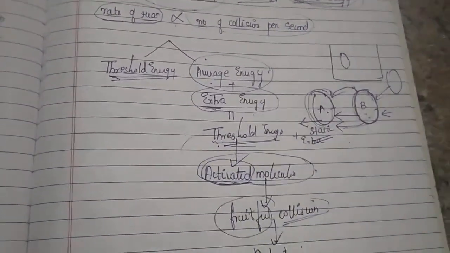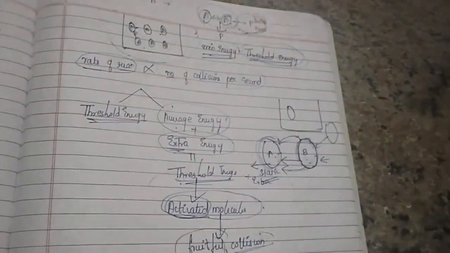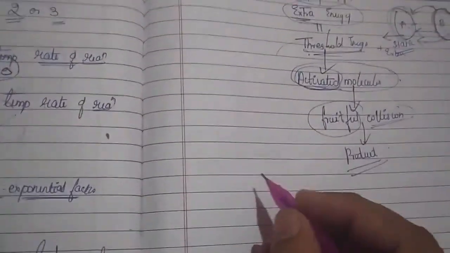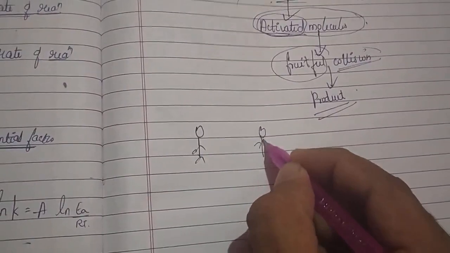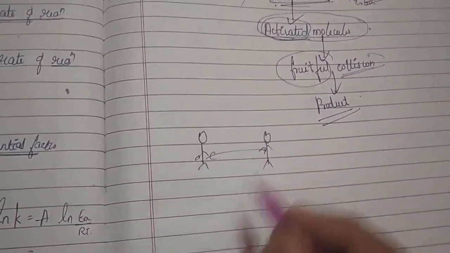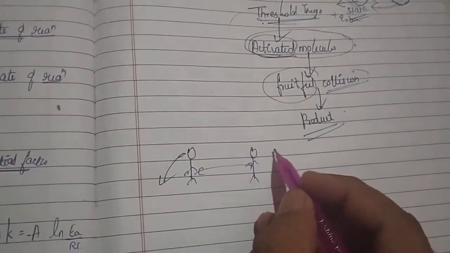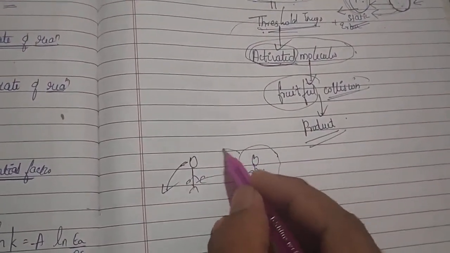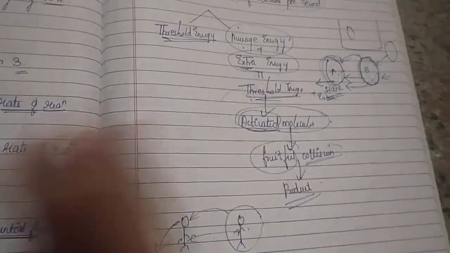Now the question arises: what is the relationship between temperature and this system? Remember, of course we know that, for example, if you are standing static and some fellow comes running and dashes you, of course you will fall. That means whatever energy that person had has been transferred to you. So that is the reason you have fallen.